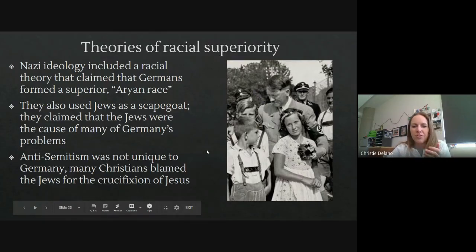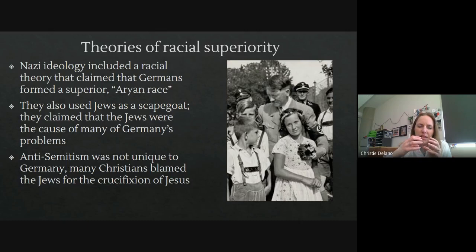As we mentioned the other day, Hitler's fascism and Hitler's Nazism had theories of racial superiority built within it. And we're going to be focusing on the results of this next week when we talk about the Holocaust. Ultimately speaking, Nazi ideology was centered around the theory that the Germans formed a superior race, or what was known as the Aryan race. And Hitler was going to use the Jews as a scapegoat, saying that the Jews were the cause of many of Germany's problems.